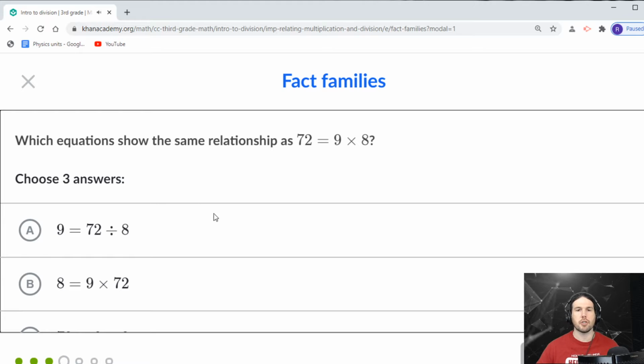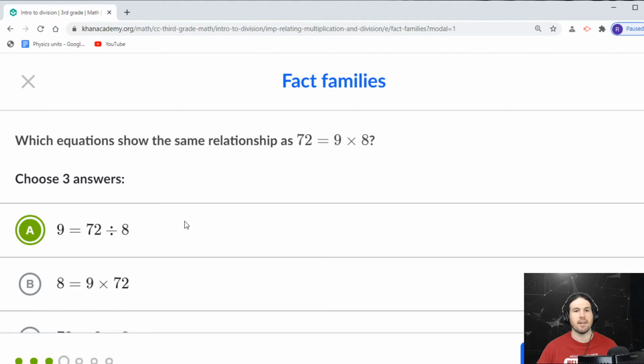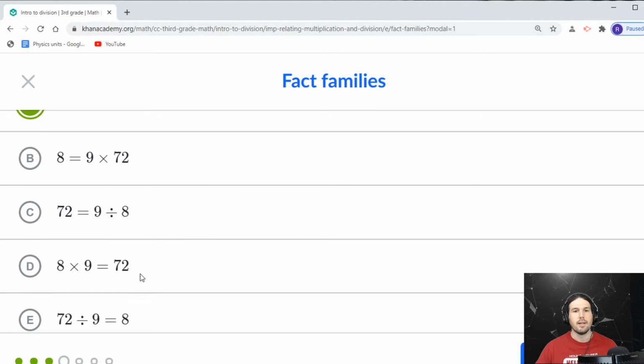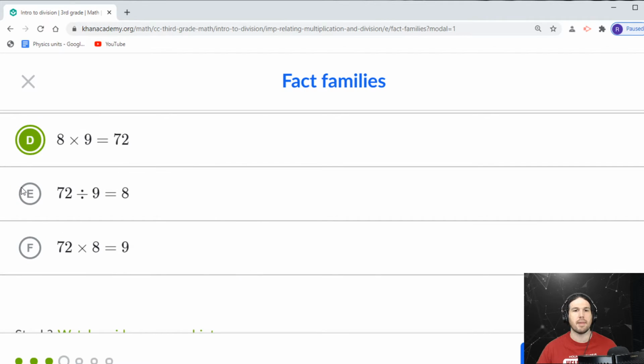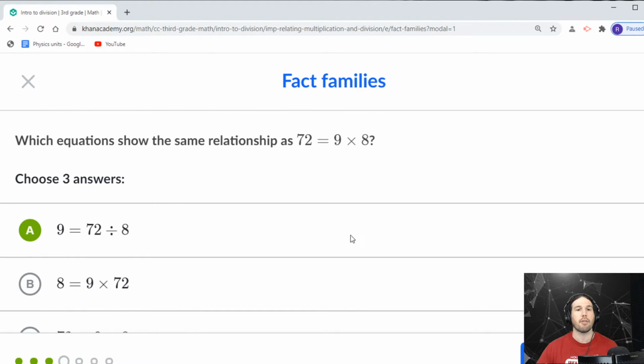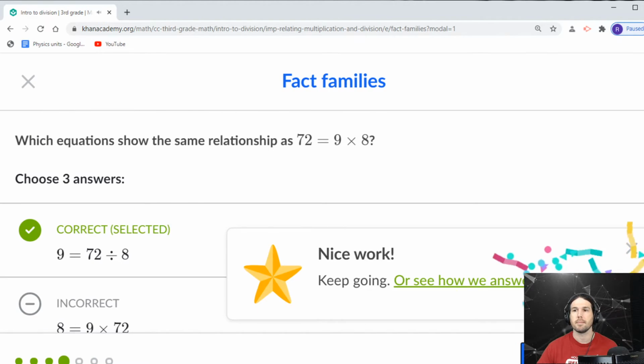Which equations show the same relationship as 72 equals 9 times 8? Well, that's the same thing as saying that 9 is 72 divided by 8. That's the same thing as saying 8 times 9 is 72. And it's the same thing as saying 72 divided by 9 equals 8. It also just so happens that those are all of the true equations in our options. There are 3 answers. We are good.